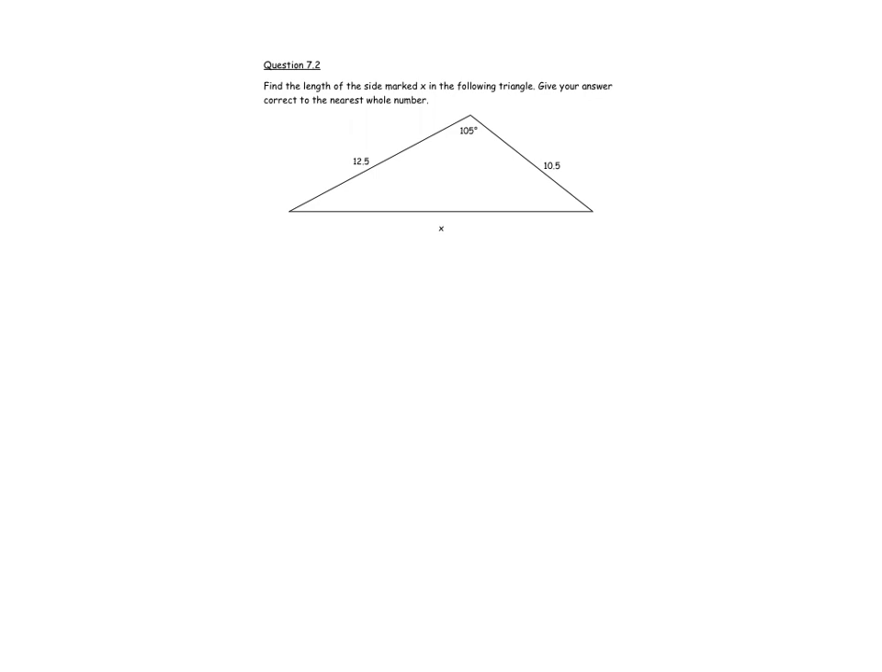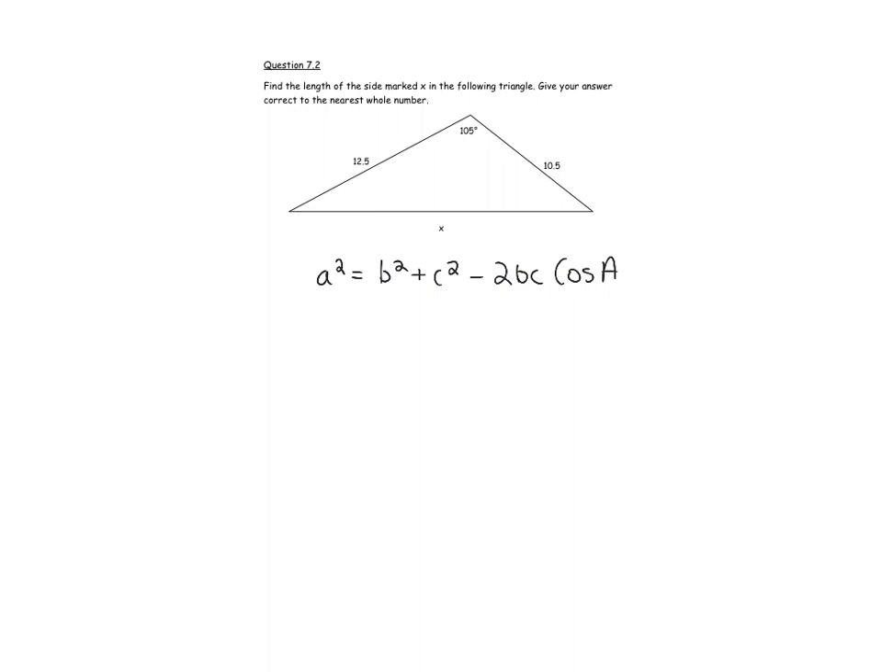Question 7.2 says, find the length of the side marked x in the following triangle. Give your answer correct to the nearest whole number. Again, we're using the cosine rule, so that's a squared is equal to b squared plus c squared minus 2bc cos A.